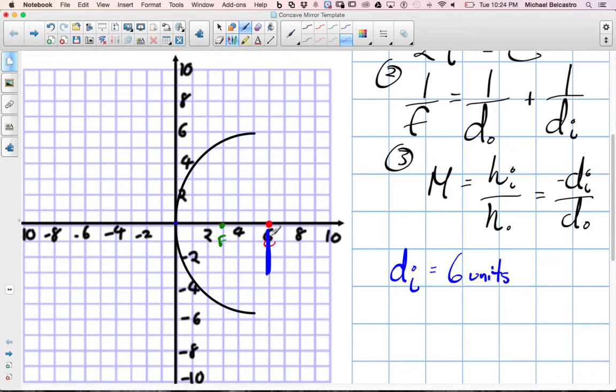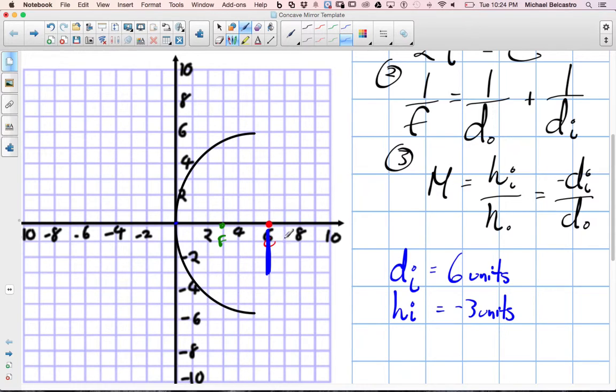And we'll say that the height of the image is -3. So if you notice, because it's below the x-axis, and again, because it's an image, the height of the image is equal to -3 units. Okay? And that's going to be important for finding the true height of it.